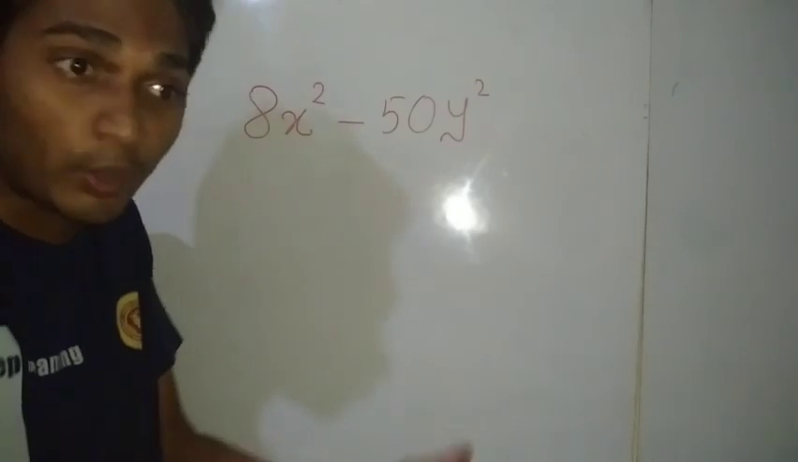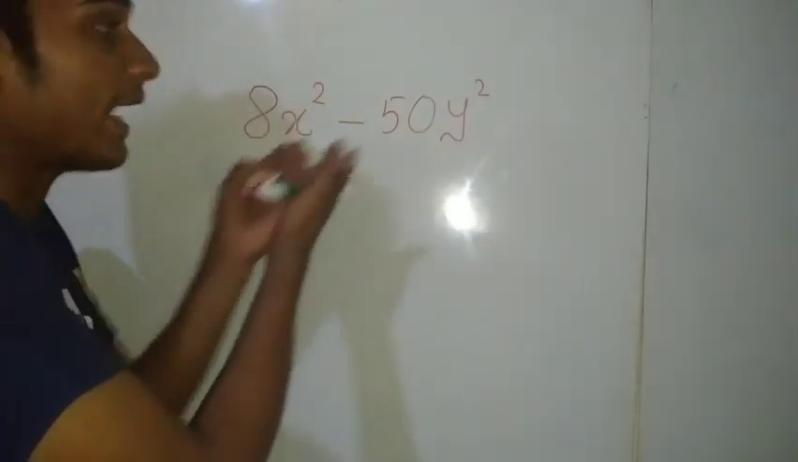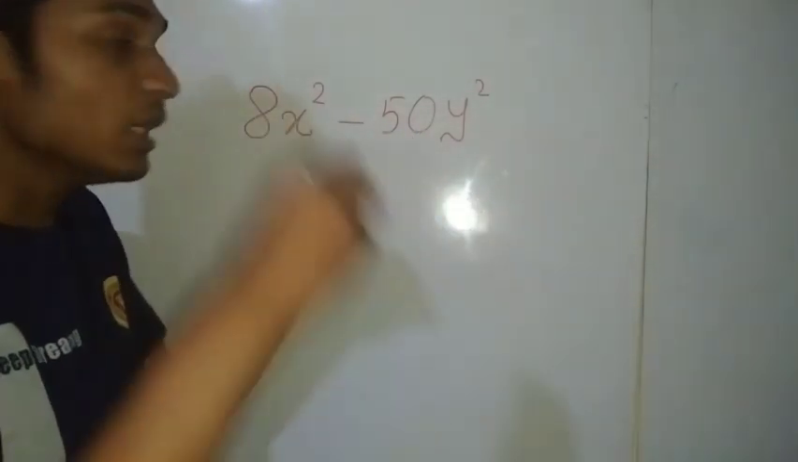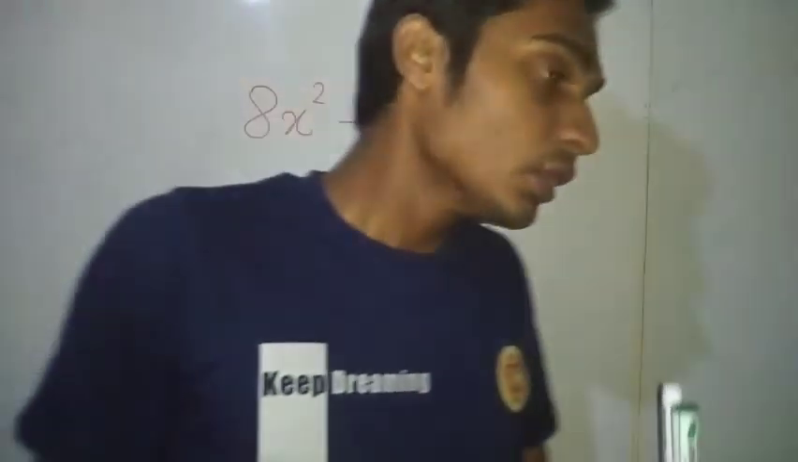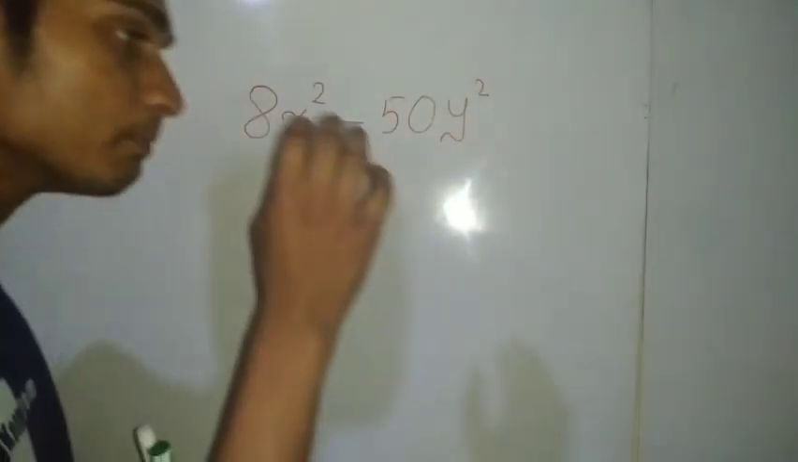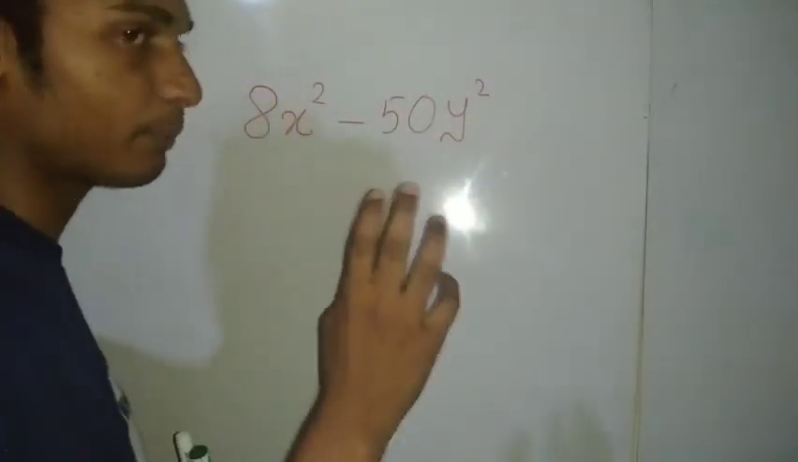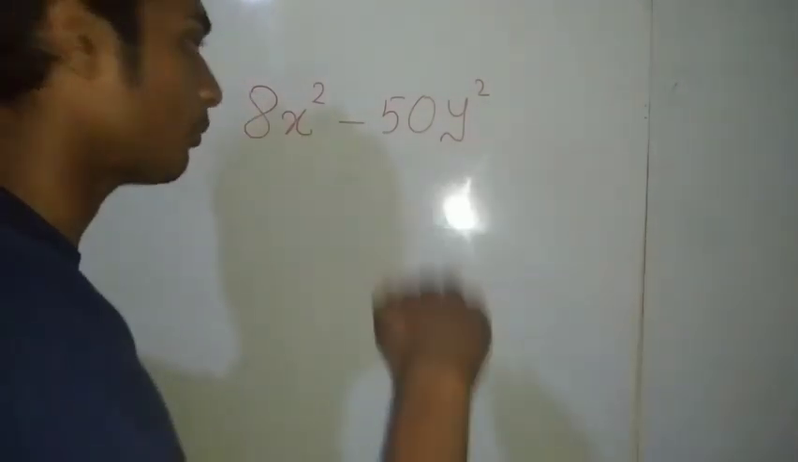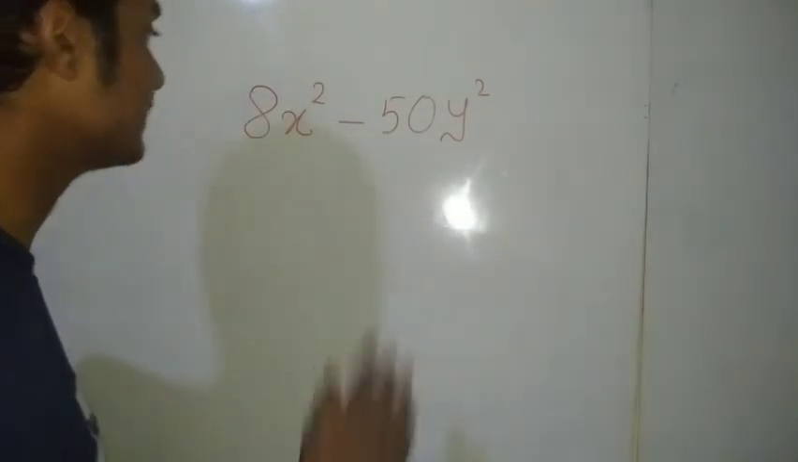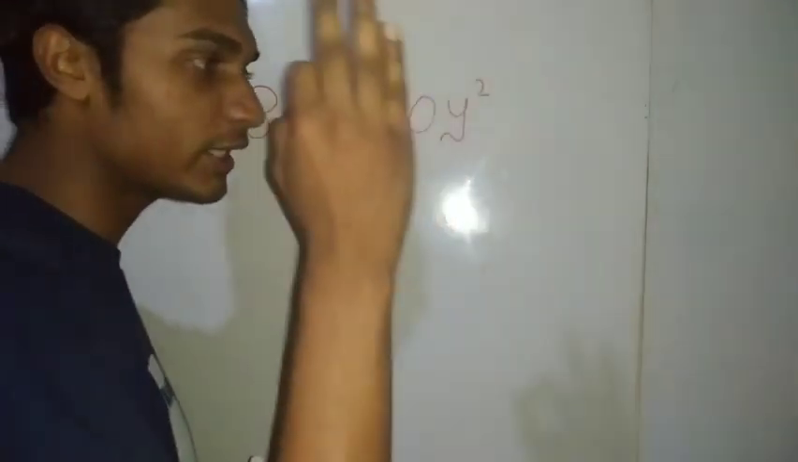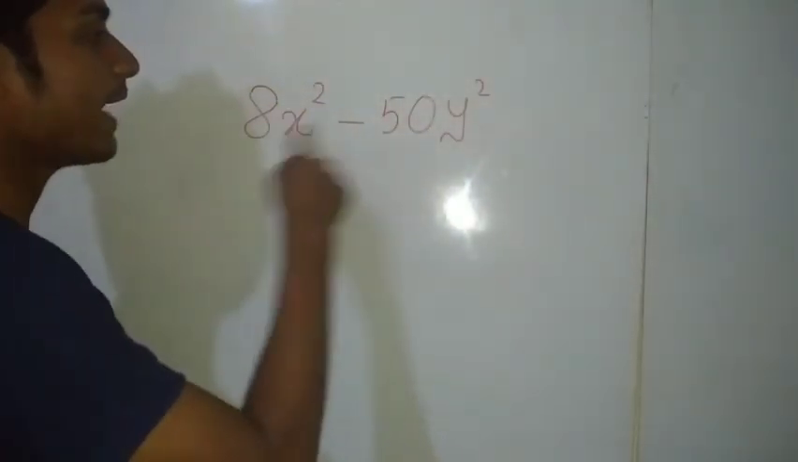It's not a difference of squares. Why is it not a difference of squares? Because it is 8 and 50. 8 is not a square number. 50 is also not a square number. But if we design it properly, we can somehow do it very easily. So let me give you the way to do this. 8 and 50.